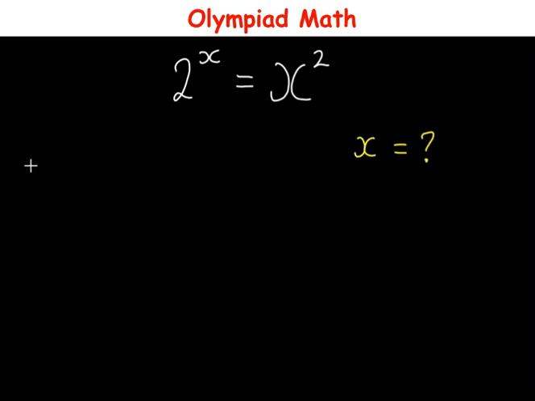Hello everyone, in this video let us solve this question. So we have 2 raised to power x equals x squared, and here we want to solve for the value of x. To solve this, solution: we have 2 raised to power x equals x raised to power 2.